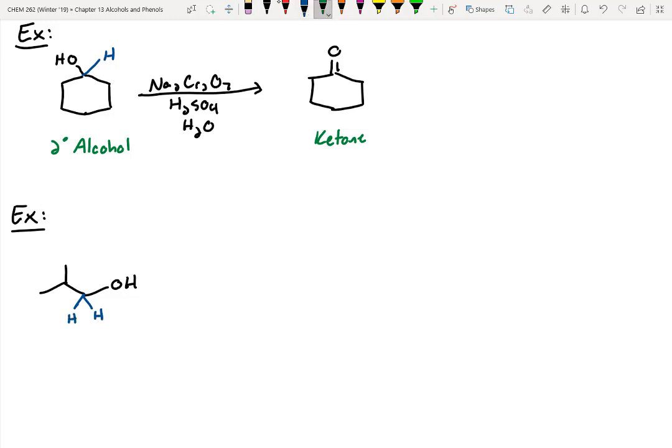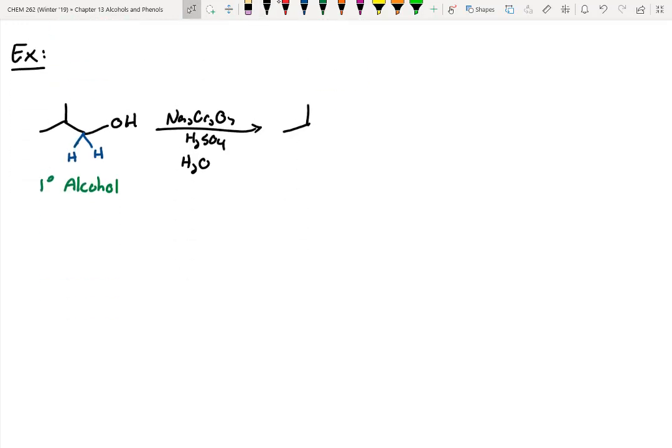Magic. All right. So in this example, we'll start with the primary alcohol, and we'll use that same reagent, Na2Cr2O7, H2SO4, and H2O. And if we think about ripping off one of those hydrogens, what do you think we'll make? An aldehyde, right? All right, so this is our aldehyde.